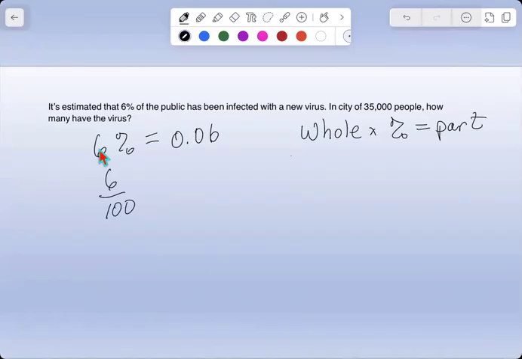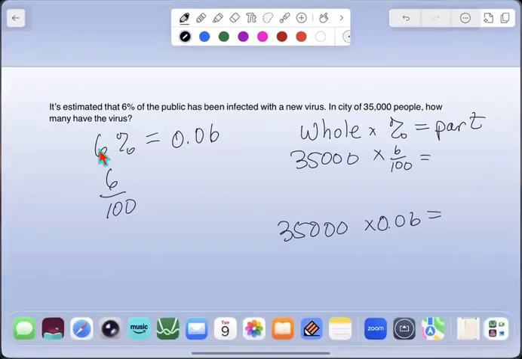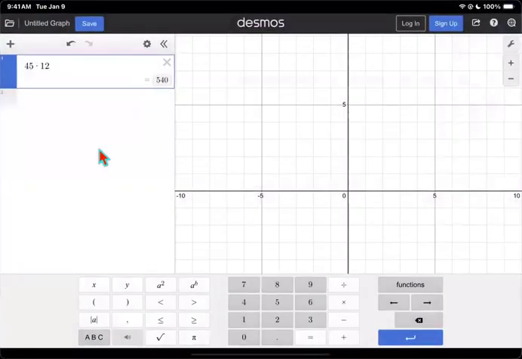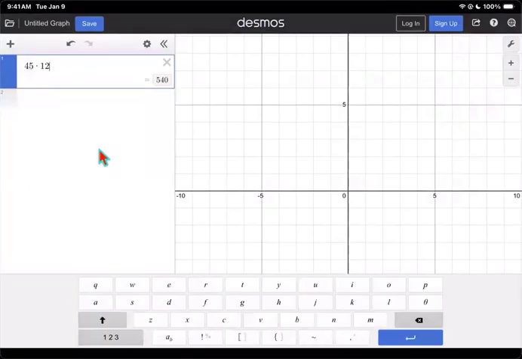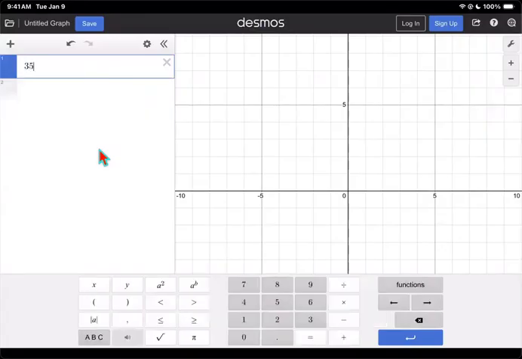So the whole population, 35,000, times 6% as a decimal, you can either write as 6 over 100 or you can also write times 0.06. I don't know, but we're going to find out right now if Desmos has a percent key. And oh, it does. See it? There's an exclamation, there's a percent. So let's try something here. It was 35,000 times 6%.